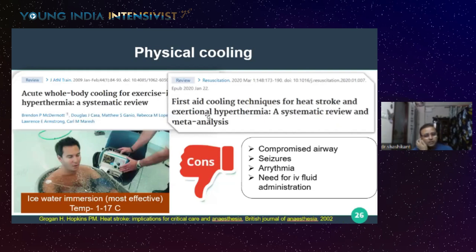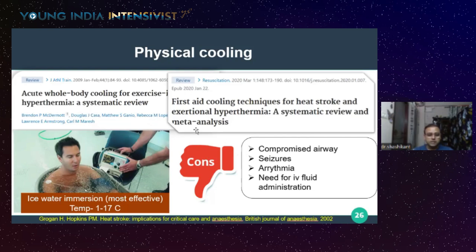There is a significant amount of evidence and available literature which suggests that ice water immersion is the most effective technique of rapidly bringing down the core temperature to the desired target. It has been suggested that the ice water should have a temperature ranging from 1 to 17 degrees Celsius. Putting a patient in an ice water tub has a great advantage in terms of bringing the core temperature below the target temperature.